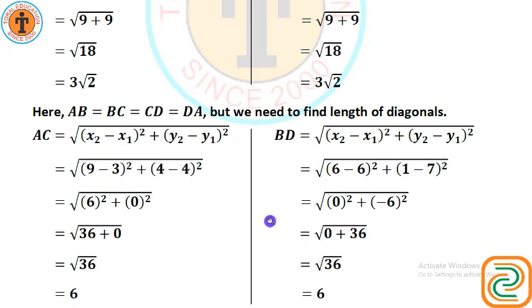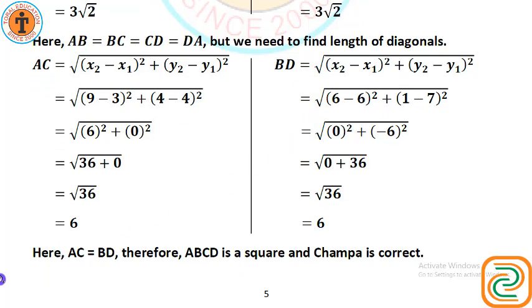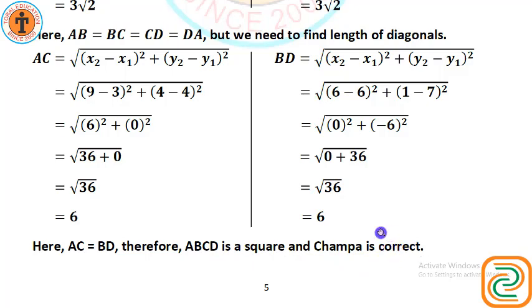So let's see, AC equals 6. Look at the points A and C: 9 minus 3, 4 minus 4 is 0, so that is 36, root 36 means 6. Here also root 36 means 6. So AC equals BD, right? Now AC equals BD, therefore ABCD is a square and Champa is correct. So you need to write who is correct.